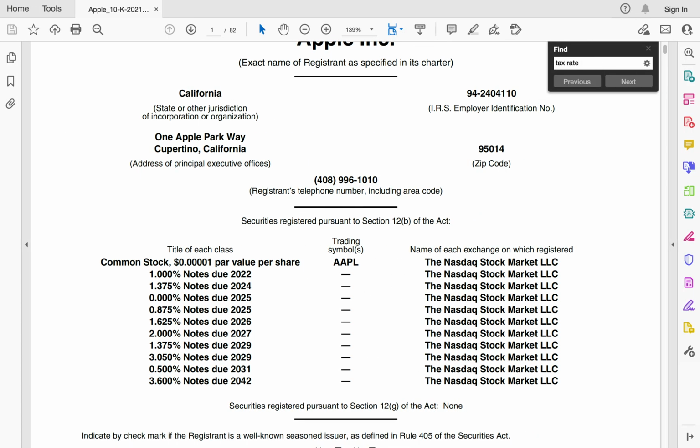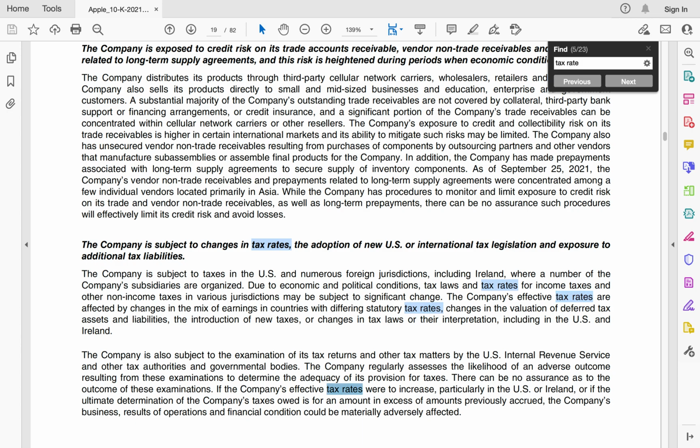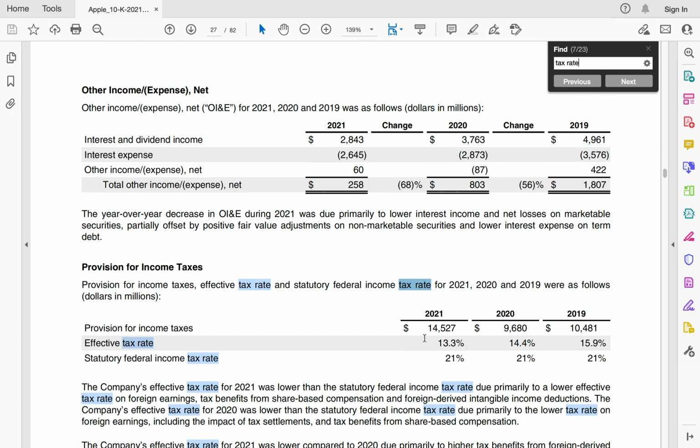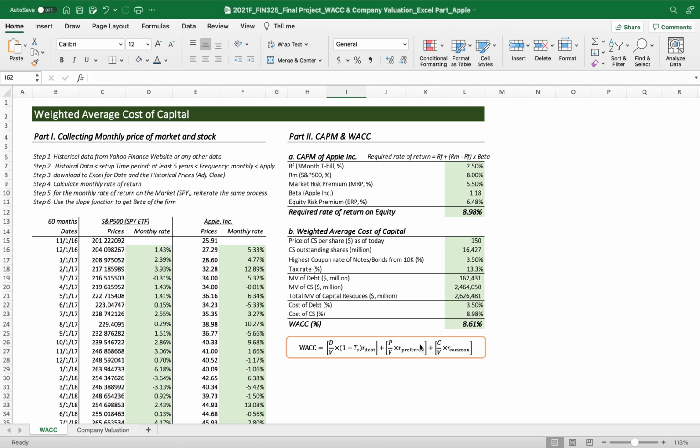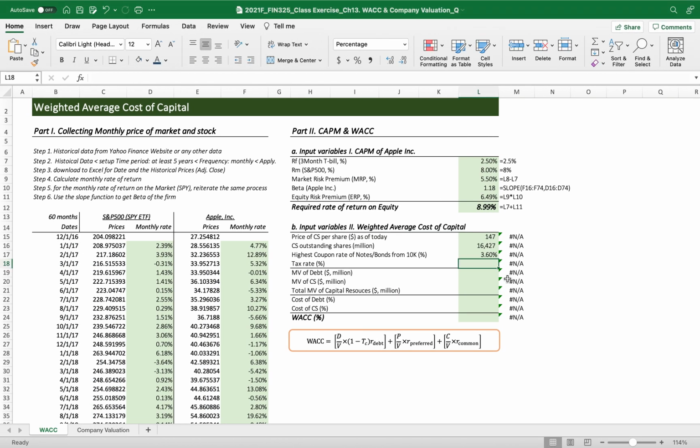Tax rate, where do I get the tax rate again? Yeah, the tax rate from the 10K, right? The tax rate, I put the 13.3% effective tax rate, which is the actual rate the company pays. So 13.3%. And then market value of debt. Where do you get the market value of debt?